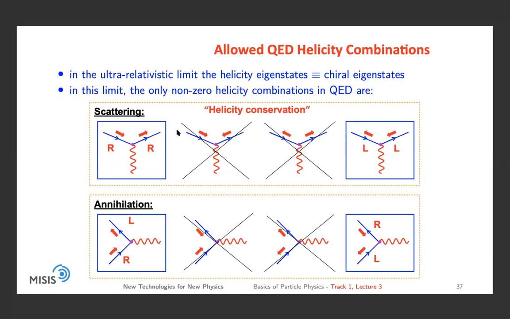So here you can see the nice plot, which basically shows which helicity combinations are possible in the vertex. You can see for scattering, the spin flow goes like this or like this, and these two diagrams are not allowed. They give 0 matrix element. And for annihilation, the spin combination looks like this.